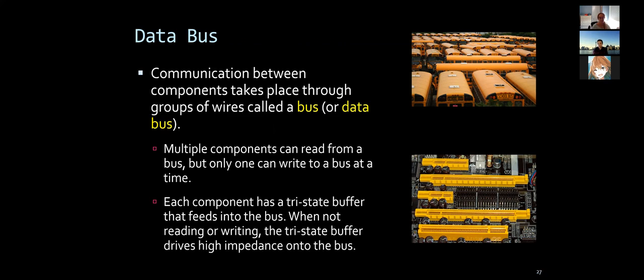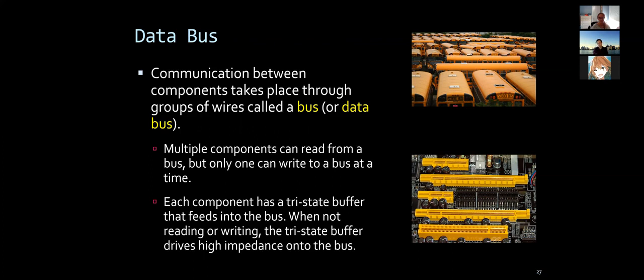And that's also a bus, essentially, right? So you plug it in there, and you see those parallel pins. These are the pins that can read data in parallel, right? That's essentially what it is. So multiple components can read data from a bus, but only one can write to a bus at a time.